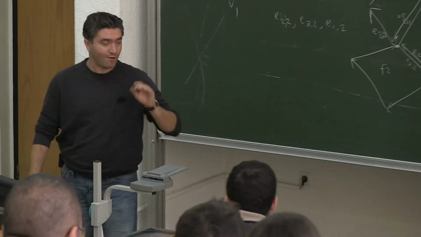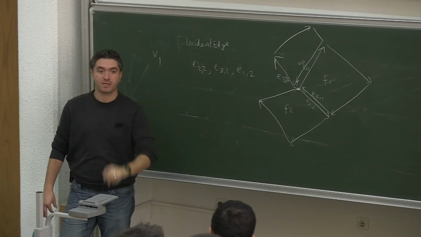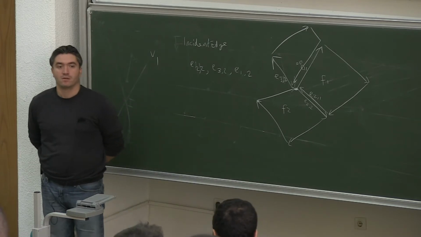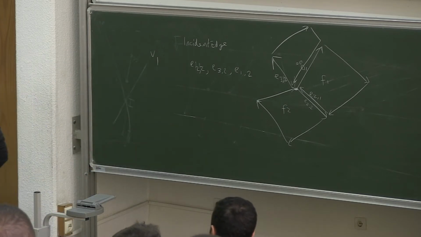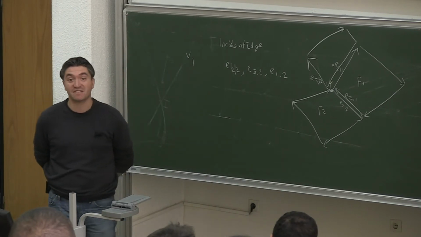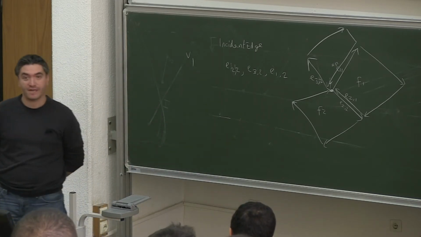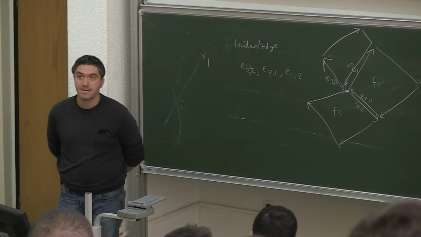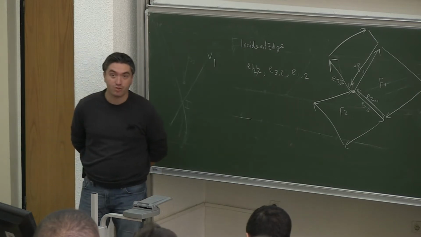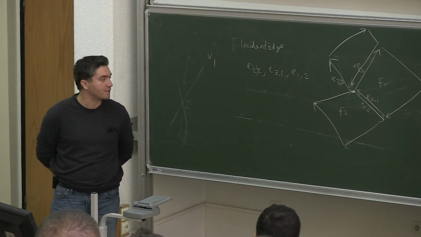The goal is to find out all the edges in which V1 is the origin. Okay, so that's the problem. If you find the edges, it means that you find the faces, because the edge record also has the incident face record. So each half edge bounds a unique face. This is the incident face of that half edge, and it is put in that record.